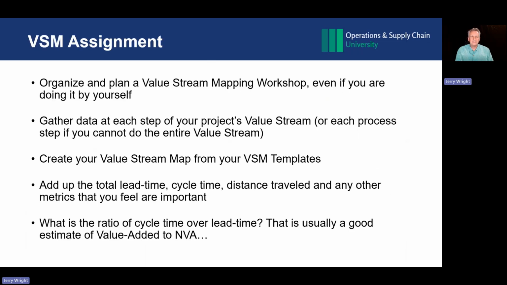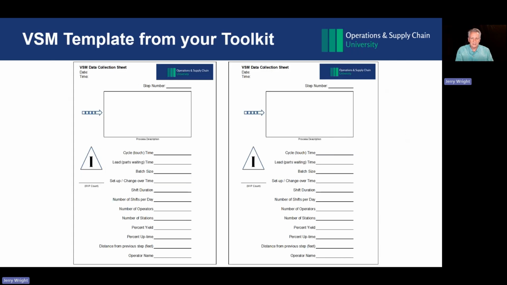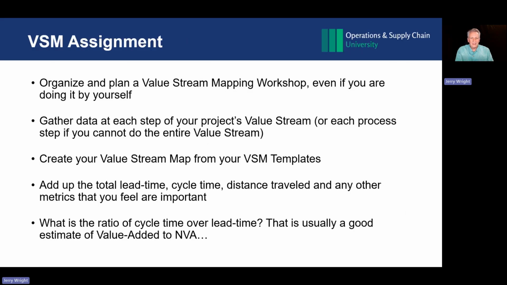Now, here's your VSM assignment. I want you to organize and plan a value stream mapping workshop, even if you're doing it all by yourself. Gather the data at each step of your project's value stream, or each process step if you cannot do the entire value stream. Create your value stream map from your VSM templates like we saw here. Use these templates. And then add up the total lead time, the total cycle time, the total distance traveled, and any other key metrics you feel are important.